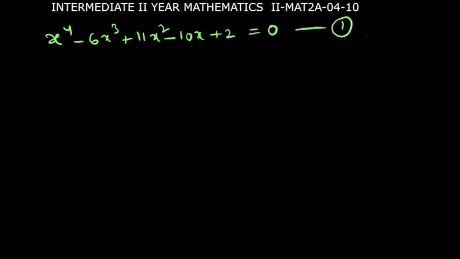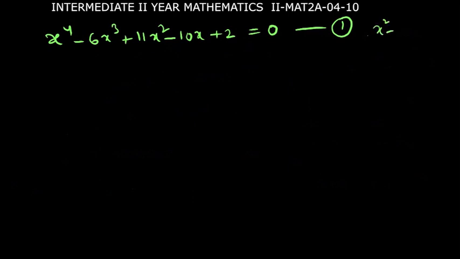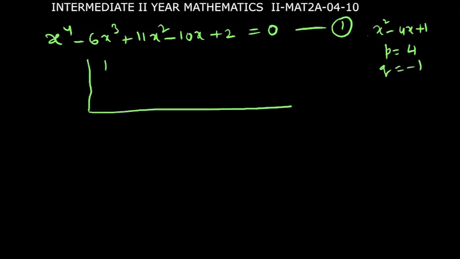So the equation can be written as x power 4 minus 6x cube plus 11x square minus 10x plus 2 is equal to 0. Now by synthetic division, let us divide this by x square minus 4x plus 1. So p is 4, q is minus 1. Let us write the coefficients 1, -6, 11, -10, 2, then 4 and -1, with zeros.